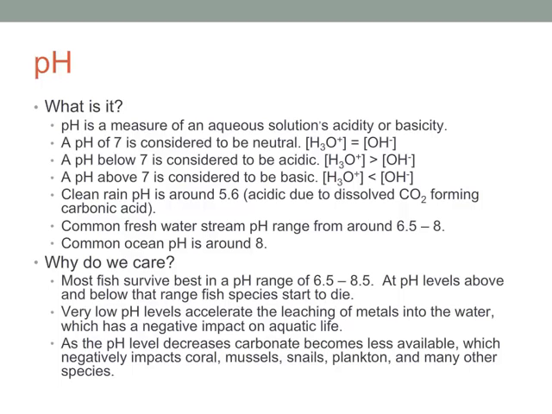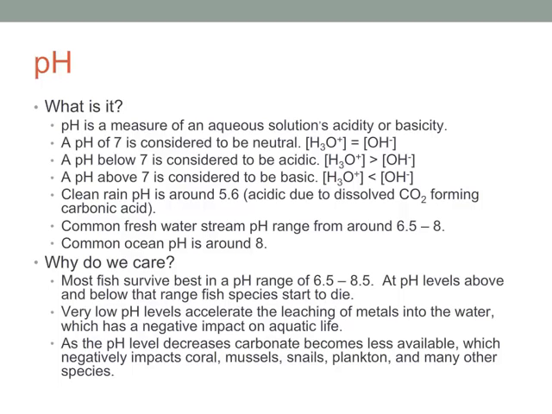It is slightly acidic due to CO2 from the atmosphere dissolving into the water, forming carbonic acid. Common fresh stream pH is around 6.5 to 8, and common ocean pH is around 8. We care about pH because most fish survive best in a pH range of 6.5 to 8.5. If the pH level rises above this or below, fish can start to die.